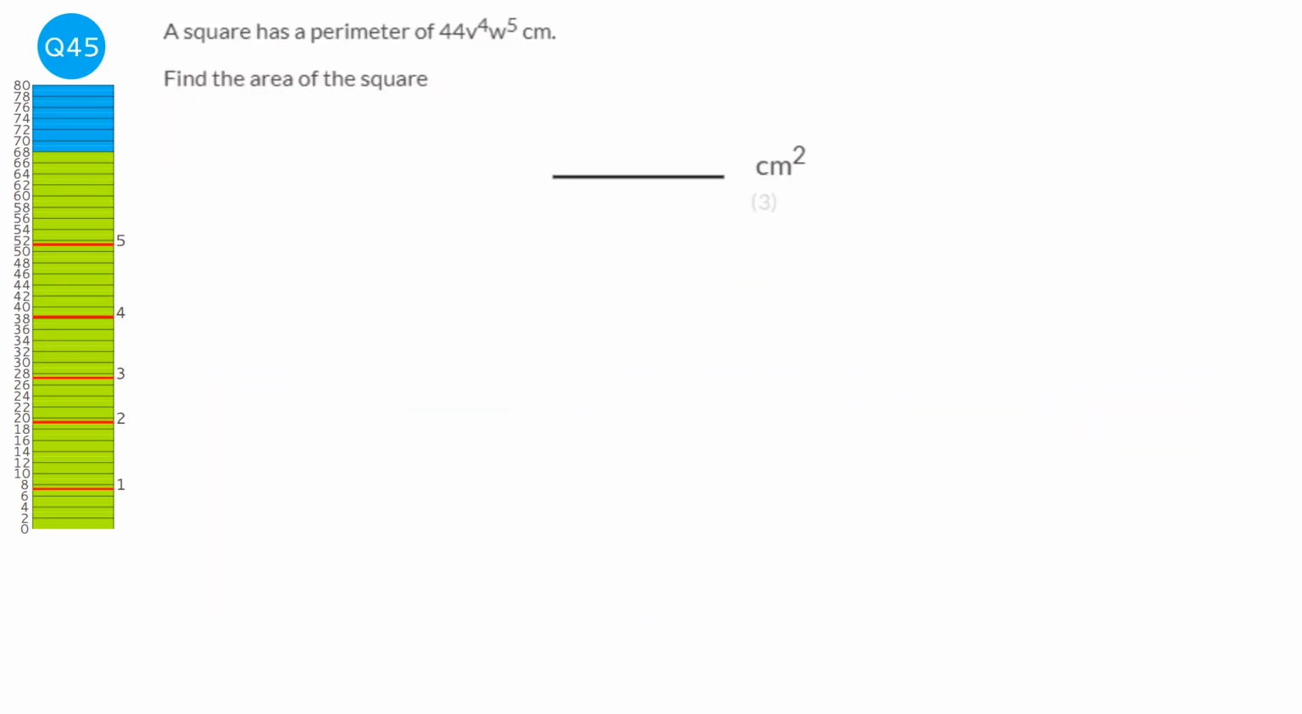So we need to first of all work out what the length of the side of the square is. And to do that, we get the 44v to the power 4 w to the power 5, and we just divide it by 4. All we need to do is divide the coefficient by 4. So it'd be 11v to the power 4 w to the power 5.